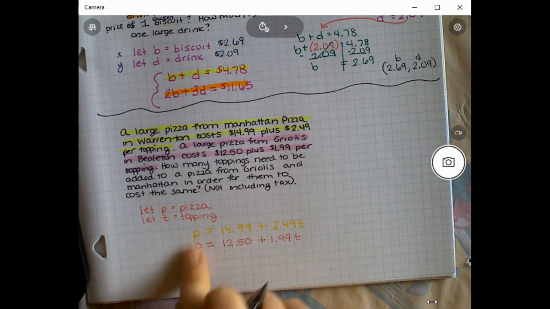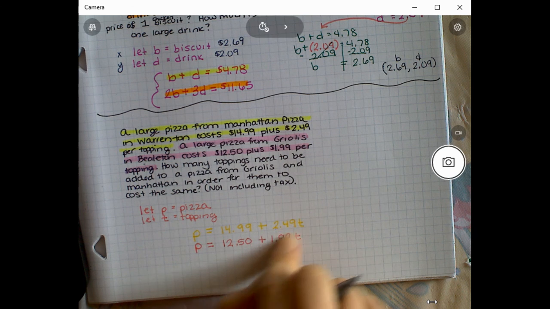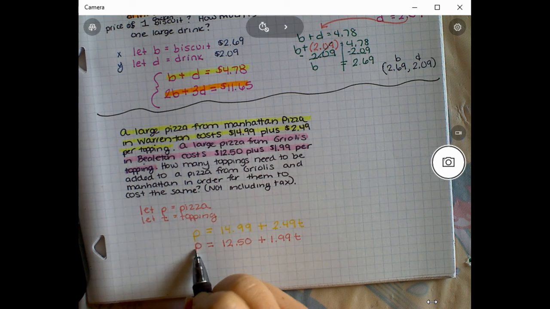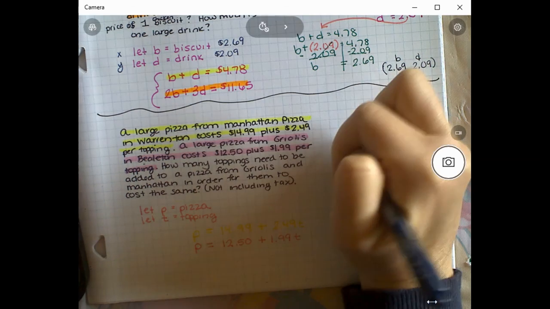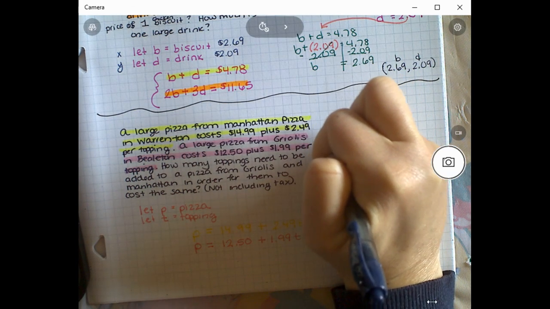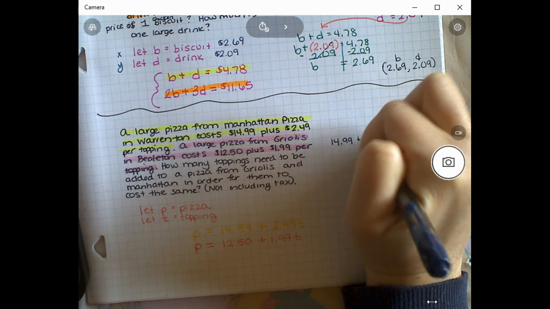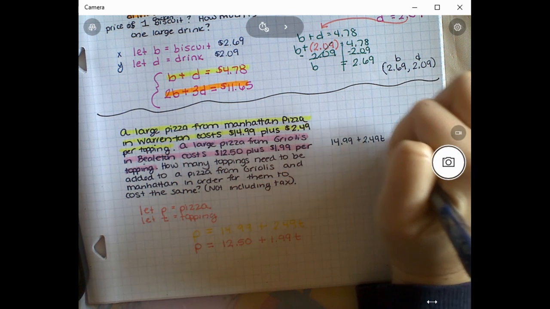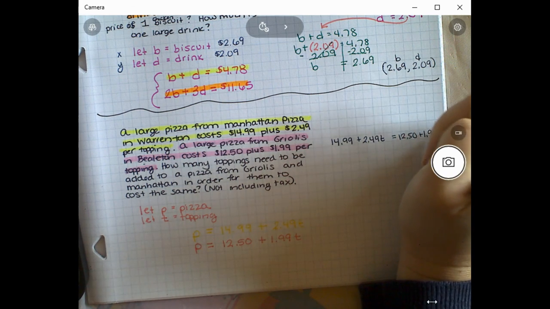If we choose to use the substitution method, these are already solved for p. So we can use substitution to substitute an entire expression into the other one. So where we see this p, we could actually write this. So I'm going to do $14.99 plus $2.49t equals $12.50 plus $1.99t.